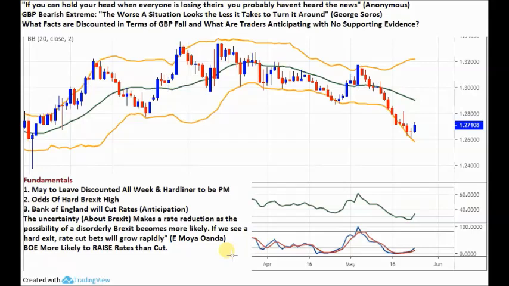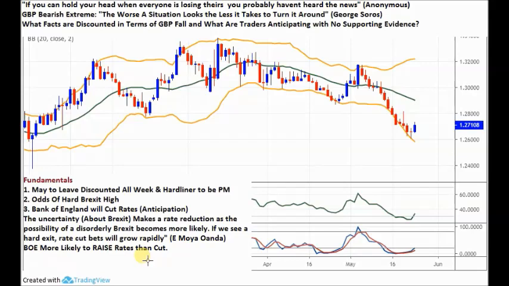And when you get a bullish or bearish extreme, you've got the facts, and then suddenly traders start to anticipate either very bearish scenarios, or more bearish scenarios in this case, or more bullish scenarios if prices were going up. The Bank of England will not cut rates. They're more likely to raise rates than cut. Why would they cut rates if the pound is going down? They'd just send the pound into free fall and spike up inflation.